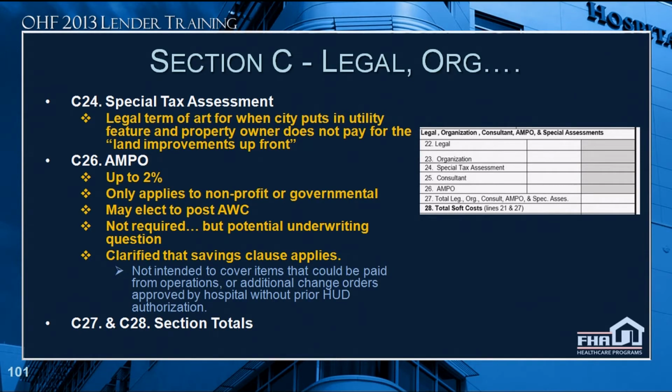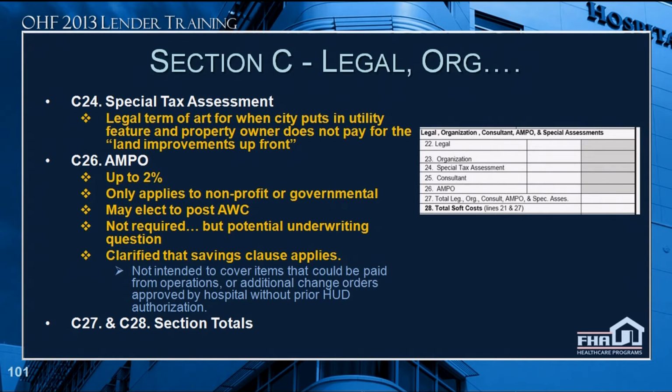For-profits are still required to have that AMPO in quotes, but what they are required to have is additional working capital, and so we just don't allow them to use loan proceeds for it. In there, can I just post none? The answer is yeah, you can post none, but guess what? It's liable to become an underwriting question in here, and so you may have to post some to pass underwriting.